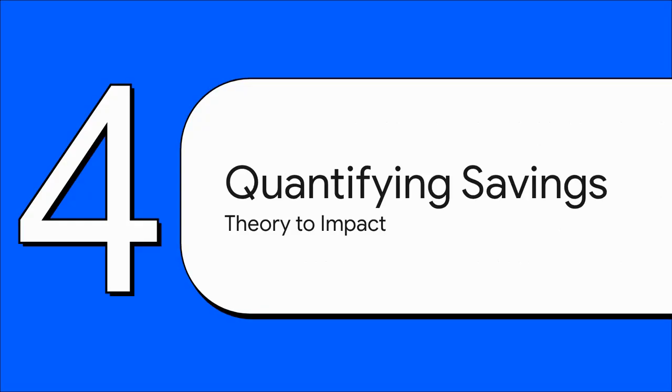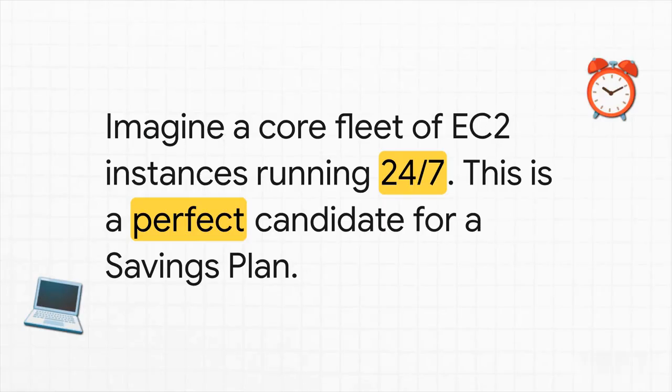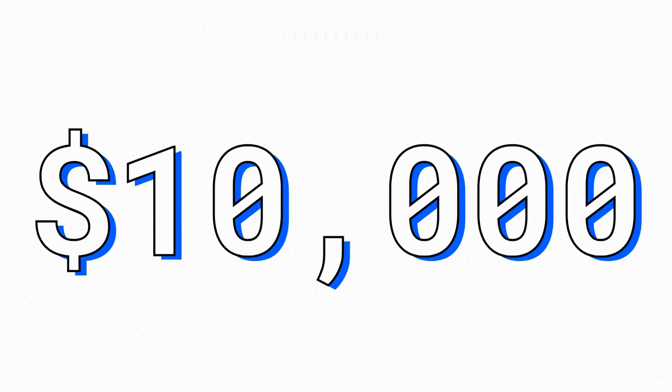Okay, this all sounds good in theory, but let's talk about what really matters, the money. Let's see what this looks like with some actual numbers using a super common example. So just imagine you've got a fleet of EC2 instances for your main application. They're workhorses. They're running all day, all night, serving your customers. This is the definition of a stable, predictable workload. If you just let these instances run on demand with no commitments, your bill for that fleet is around $10,000 a month. That's your baseline.